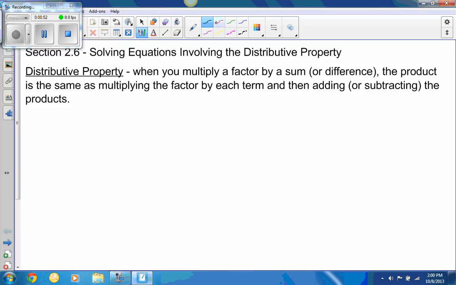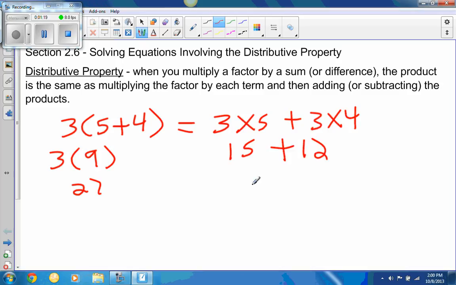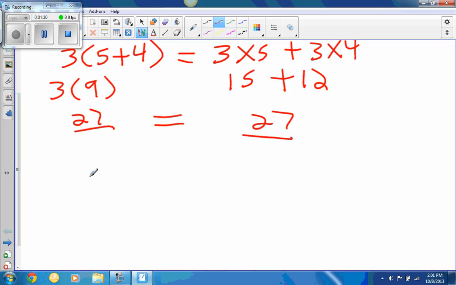And we've already done this when we simplified expressions. So if I very simply had 3 times 5 plus 4, there are 2 different ways you could do it. You could go 3 times 9, add the 5 and the 4, get 9, and you'd get 27. What this is saying is I could also take 3 times 5 and then add it to 3 times 4, which would be 15 plus 12, which would also be 27. So they equal the same thing. And because I can do that, I can do even more complicated equations.